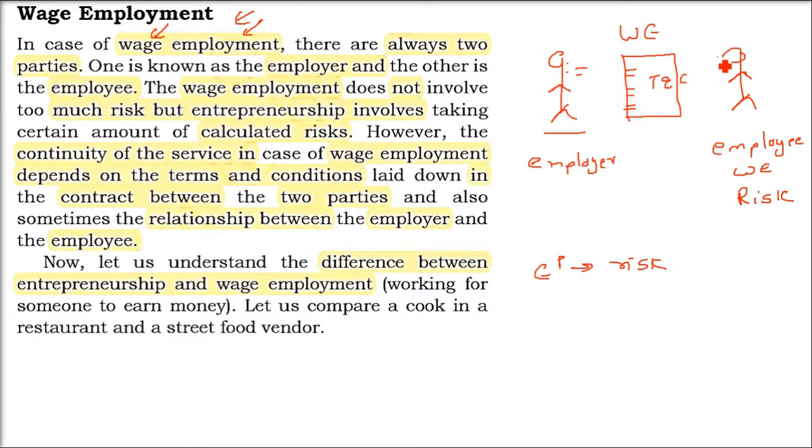Okay. There is one more thing. How is your relationship with your employer? If you are not well with the employer, you don't talk well, or if you misbehave with the employer, or you do something which is not accepted by the employer, you are surely going to lose your job or get fired, right? So these are certain aspects related to wage employment and entrepreneurship. But let us see the proper difference with some example.